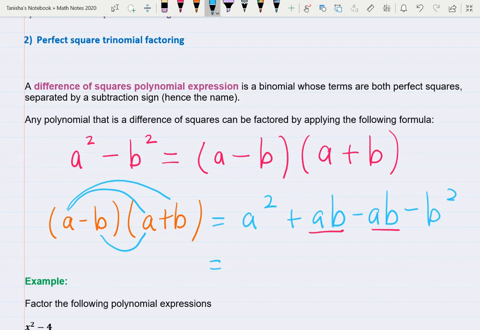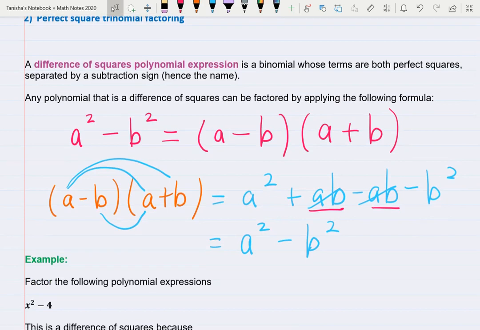So we're going to collect those like terms to give us a squared. ab minus ab equals 0. So we're not going to write anything. Minus b squared. So expanding or multiplying conjugate binomials gives us a difference of squares. So to go in the reverse order, which is factoring, to factor a difference of squares, that's going to give us the product of two conjugate binomials.